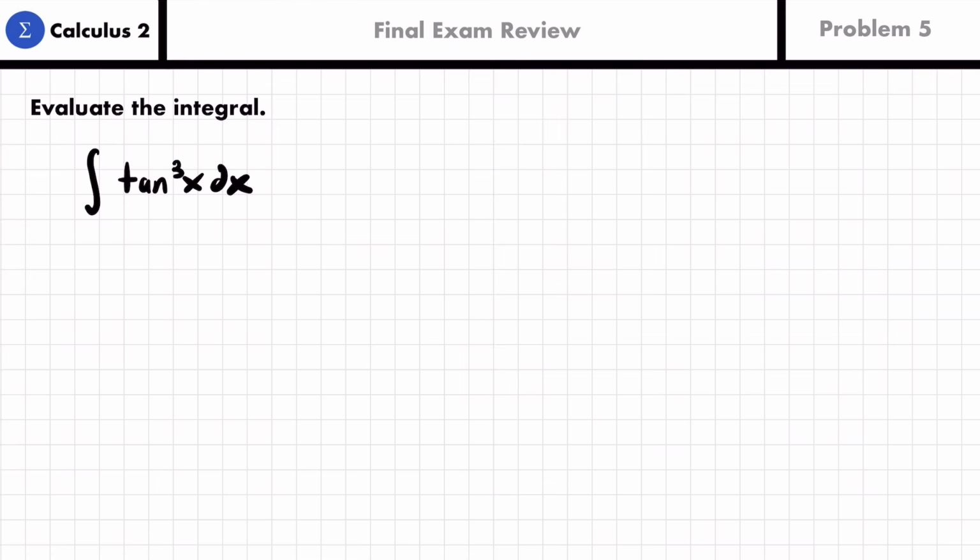For problem 5, we want to evaluate the integral, and we have the integral of tangent cubed x dx. Alright, so what we have here is a trigonometric integral, specifically one that only involves tangent, but whether the trig integral involves both tangent and secant, or sine and cosine to different powers, or just one of those trig functions to a power, the general process remains the same. Whenever you see an odd power for your trig function, you want to split that up. You want to rewrite it where you have a trig function to the power of 1 multiplied by that trig function to an even power.